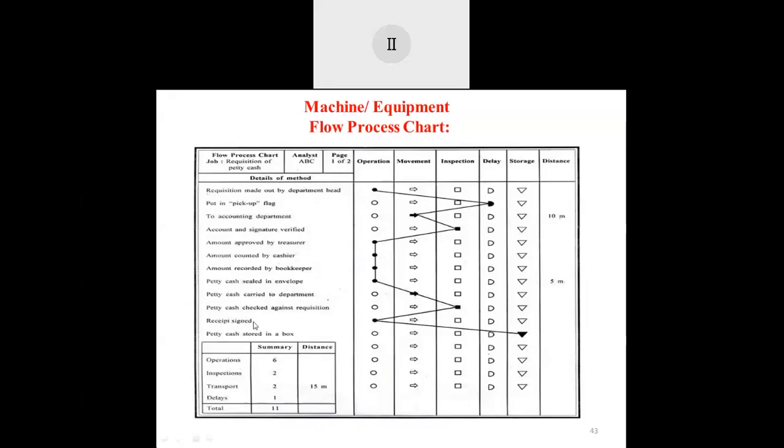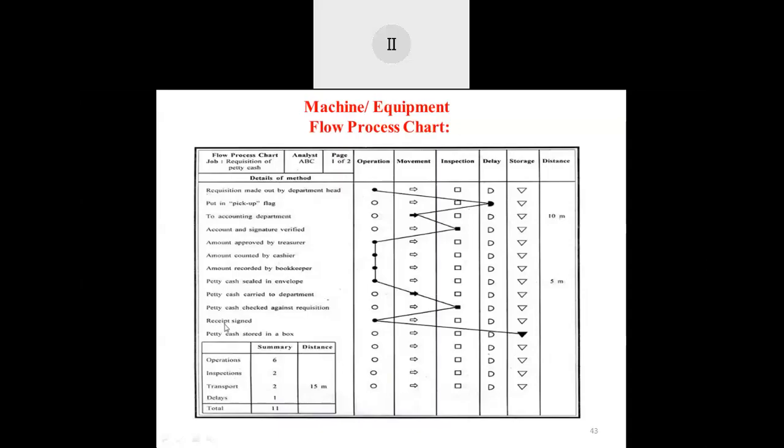Receipt signed means the department will sign that yes, they got the money. That receipt they will give. So some operation. Then again, that receipt signed will go to the department account. Petty cash stored in a box means it will be handed over to the department cashier and kept in some place, some storage, and when needed, they will take it from this storage and use it.